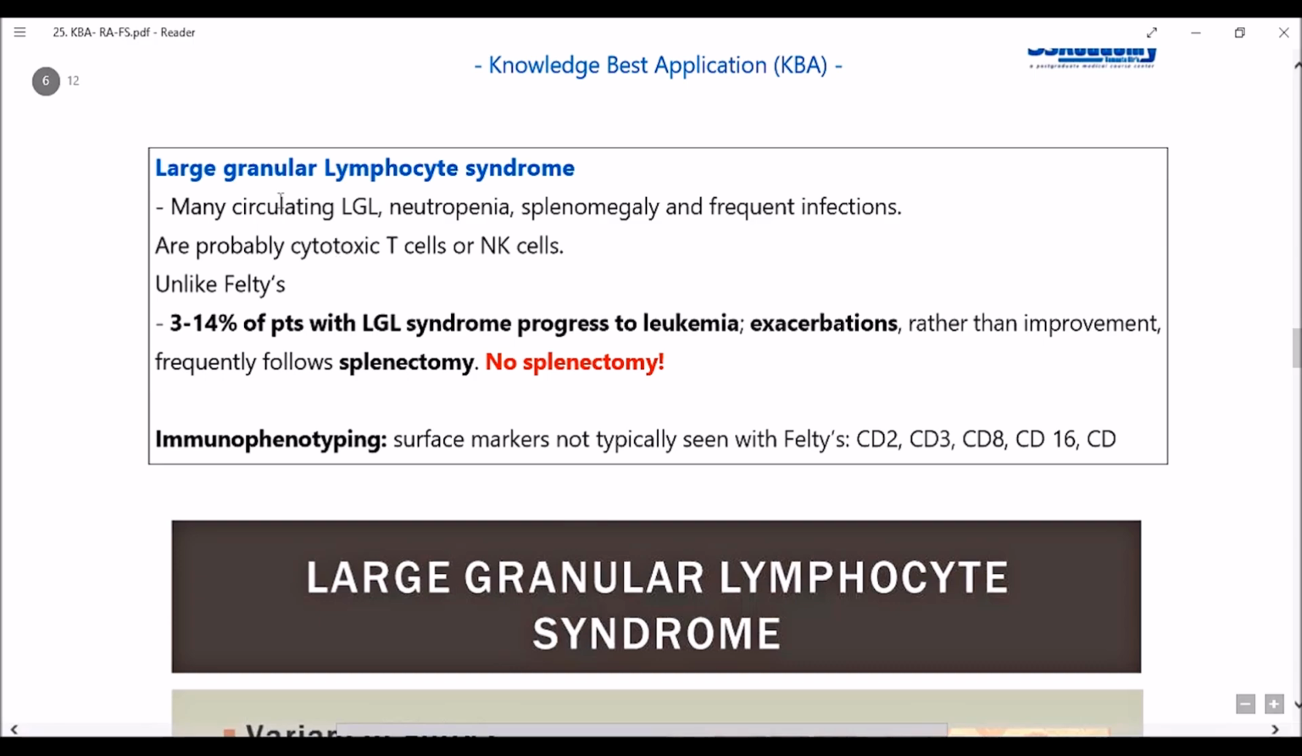Important differential diagnosis, the large granular lymphocyte syndrome. So we can call it the LGL syndrome. Many circulating large granular lymphocytes, neutropenia, splenomegaly and frequent infections. They are probably cytotoxic T cells or natural killer cells, the large granular lymphocytes.